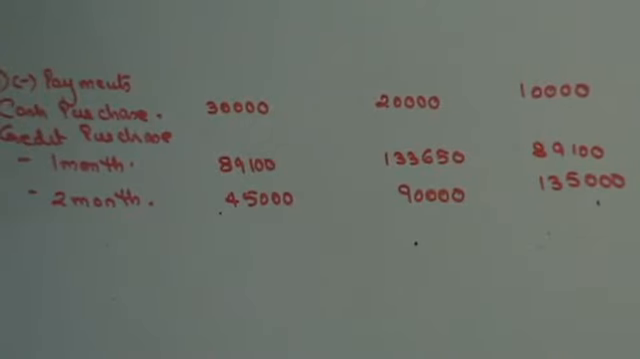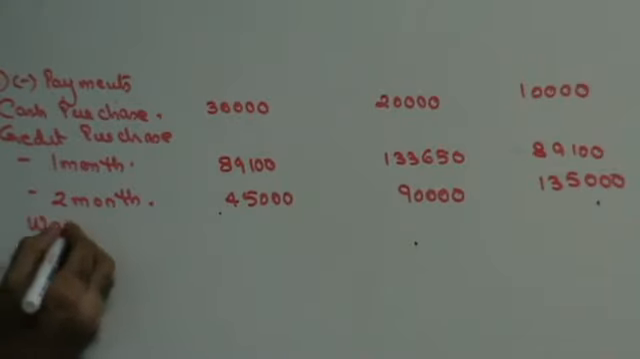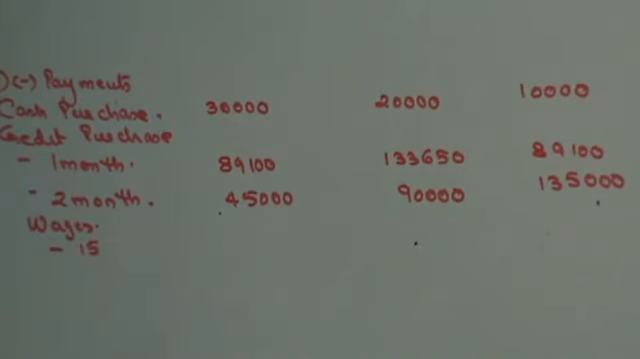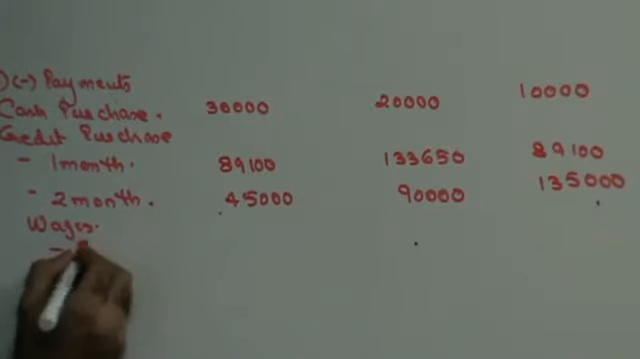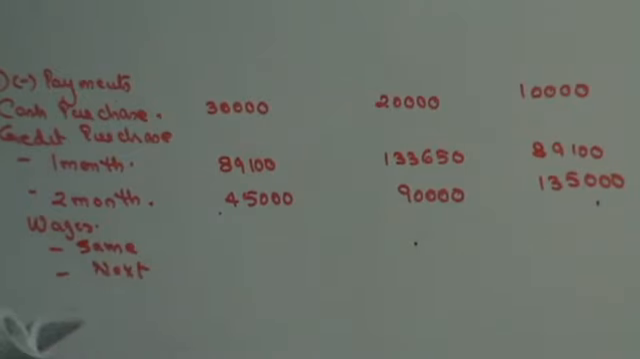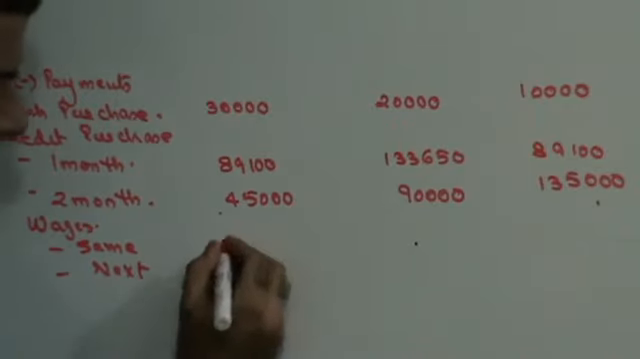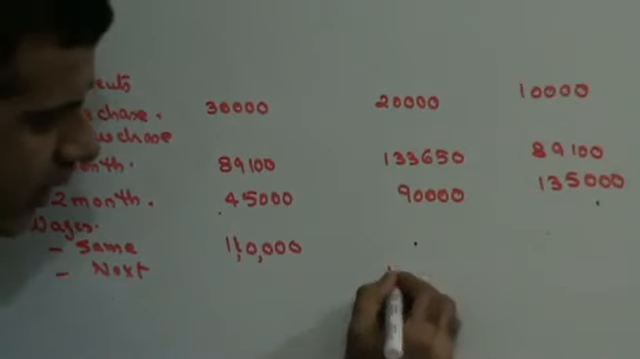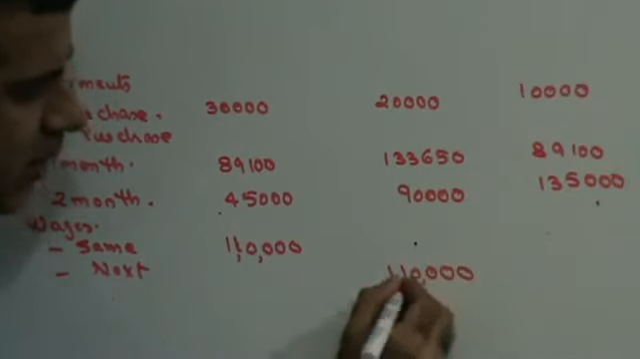Next, lag in payment of wages is 15 days. Wages. Right? 15 days. That means half of it is going to be collected in the same month and half of it is going to be collected in the next month. So same and next, right? Wages are given to you for Jan 2,20,000. So that means 1,10,000 will be paid in the same month and 1,10,000 will be paid in the next month.